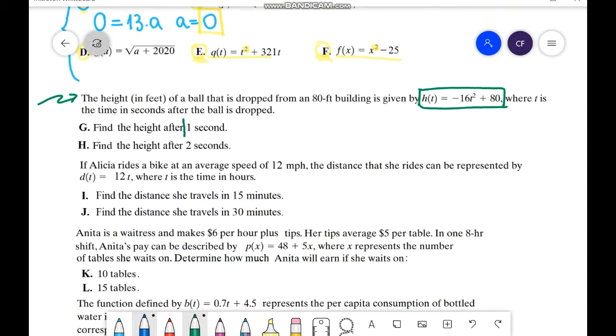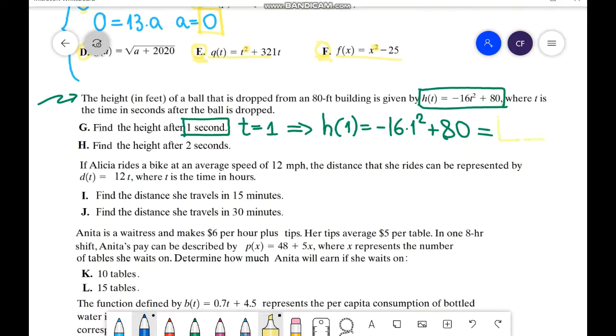What you're going to do here, get this 1 second. This is t equals 1. Plug it into the function. h of 1 is going to be equal to negative 16 times 1 squared plus 80. And then you find the right answer. Type this calculation here, and you can use your calculator, right? Find the result and type here the right answer.